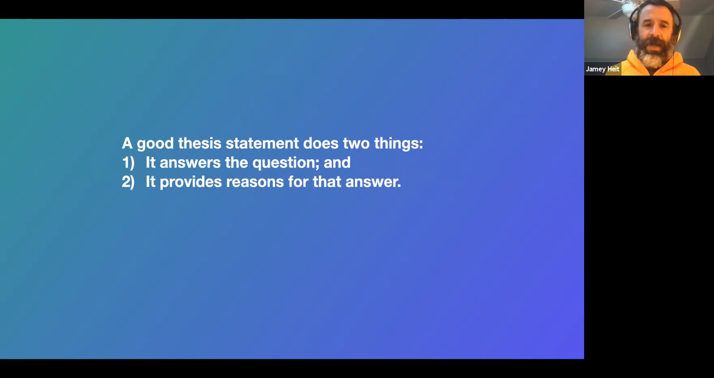So if we step back from that general definition and think more specifically about what's going on, we'll see that a good thesis statement has two components, and you always want these two things present in your thesis statement. The first is an answer to the question or topic that you're writing about. You need to give an answer. You need to state a position. And then you need to provide good reasons for your position or for that answer. It's that simple. It's an answer and the reasons for the answer.